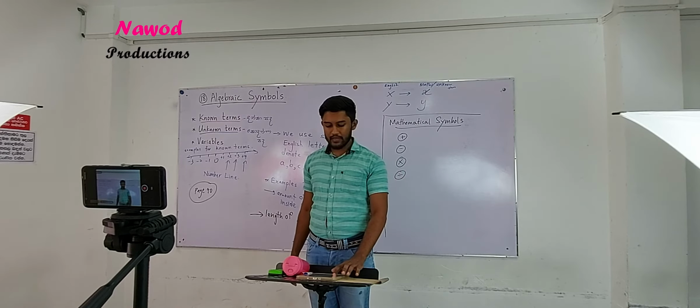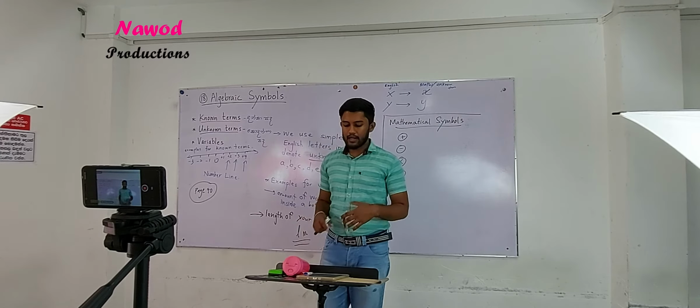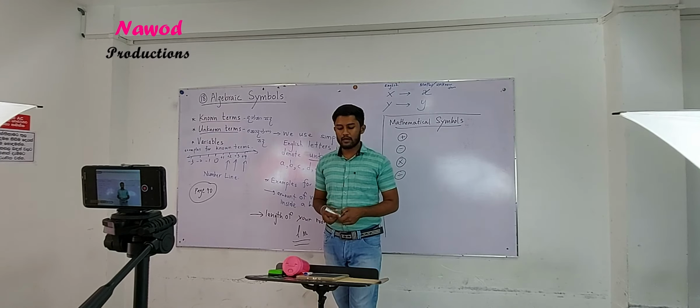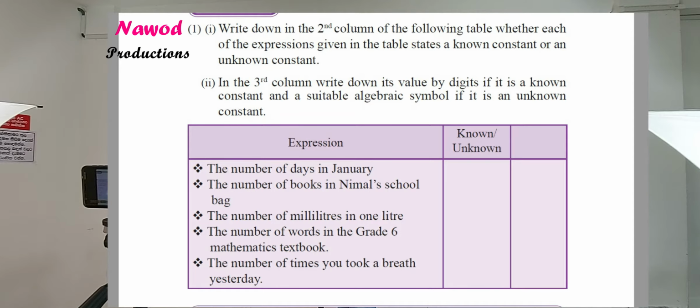Exercise 18.1, right? Write down in the second column of the following table whether each of the expressions given in the table states a known constant or an unknown constant. In the third column, write down its value in digits if it is a known constant, and a suitable algebraic symbol if it is an unknown constant. Yes. Shall we refer to them one by one, dear students?